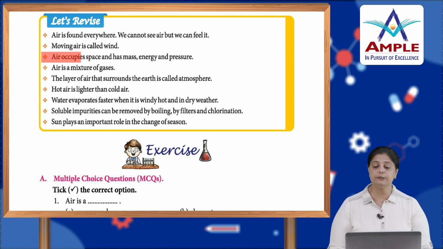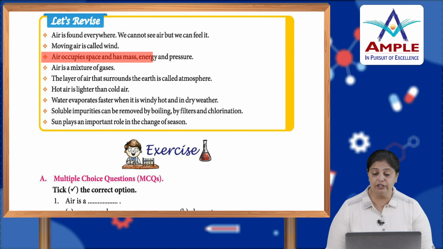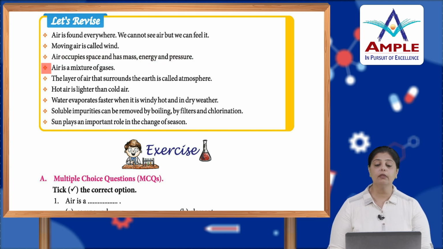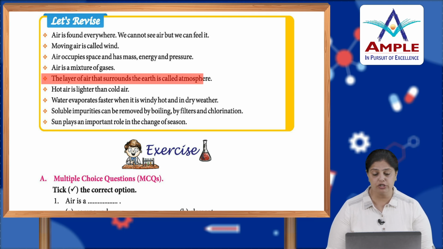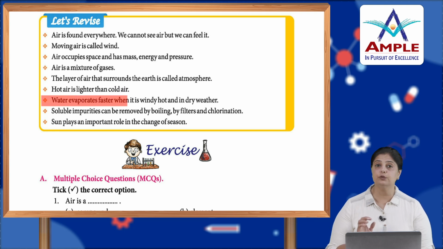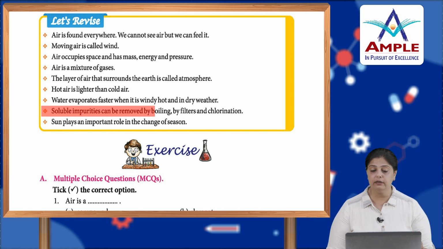Air occupies space and it has mass, energy and pressure. Air is a mixture of gases. The layer of air that surrounds the earth is called atmosphere. Hot air is lighter than the cool air. Water evaporates faster when it is windy, hot and dry weather. Soluble impurities can be removed by boiling, by filters and by chlorination.